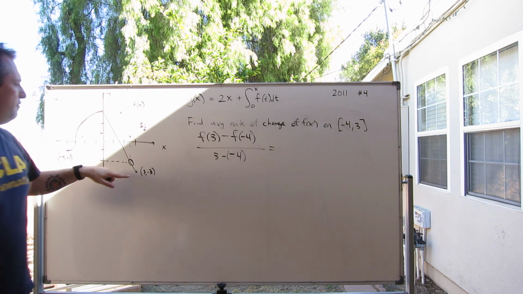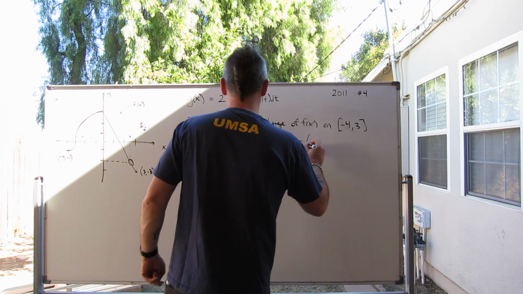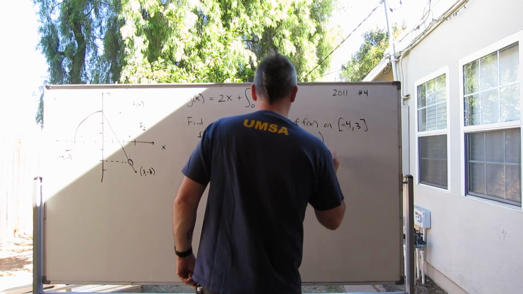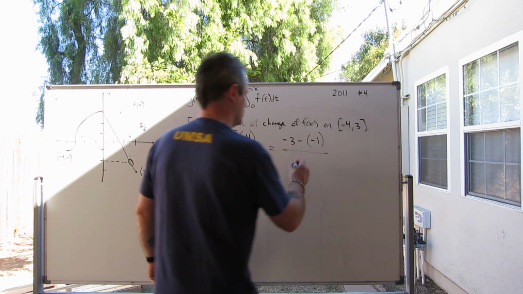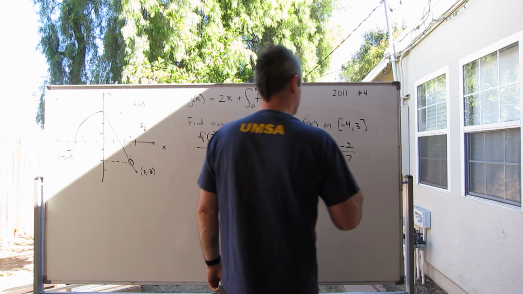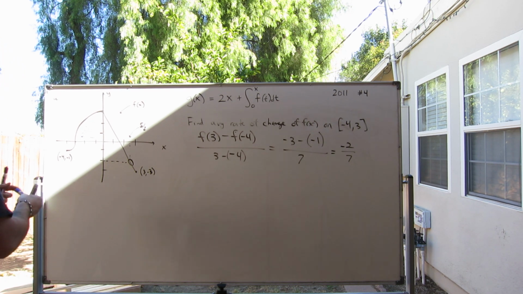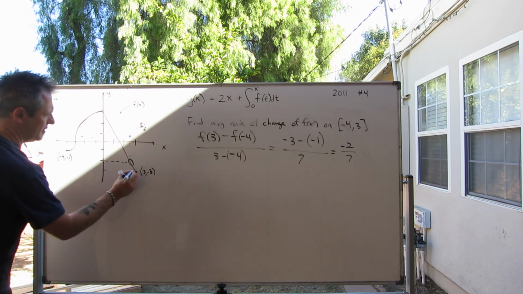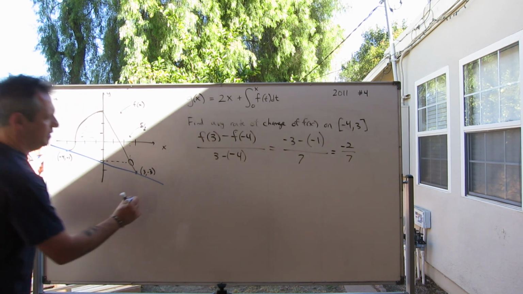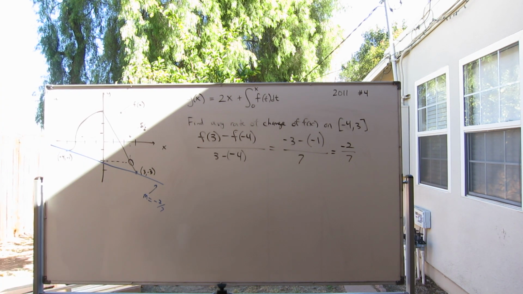over 3 minus -4. So let's see. f of 3 is -3. So we have -3 minus f of -4, which is -1, all over 3 minus -4, which is 7. So we end up getting -2/7. By the way, -2/7 is the slope of this line that connects these two points. This is, after all, the average rate of change. So we just found out that the slope is -2/7. You can see it's a negative slope, which makes some sense.